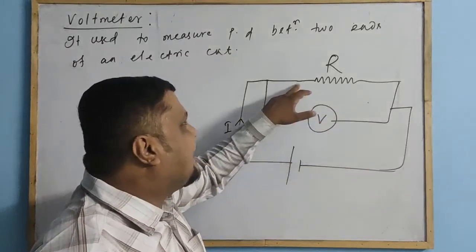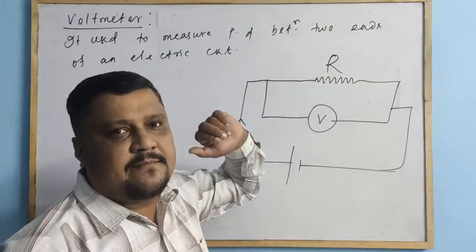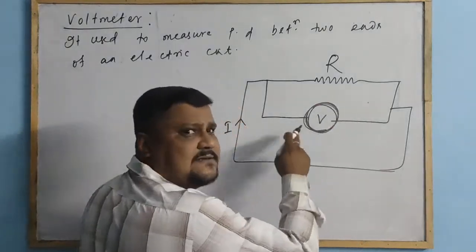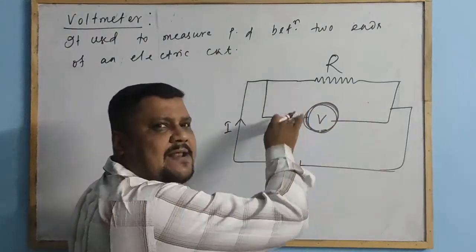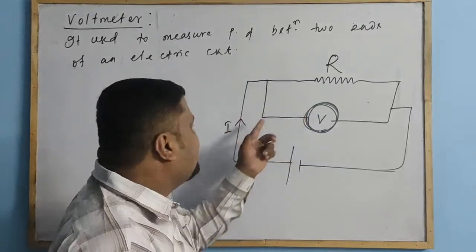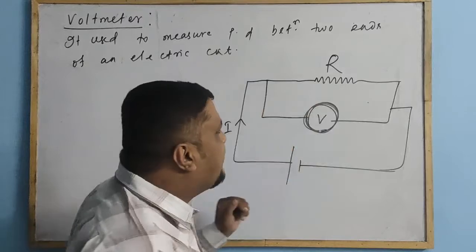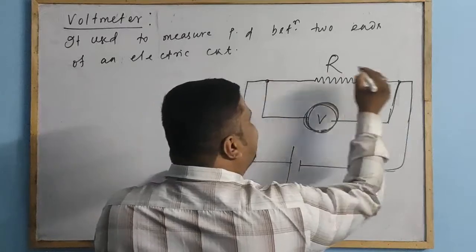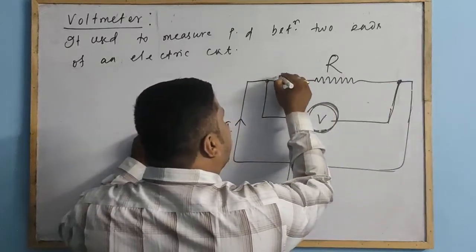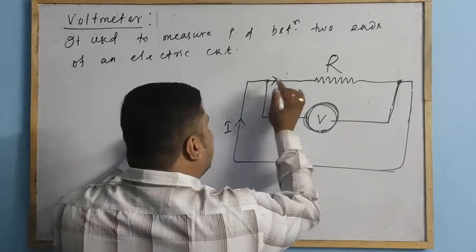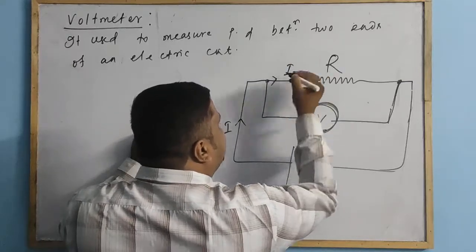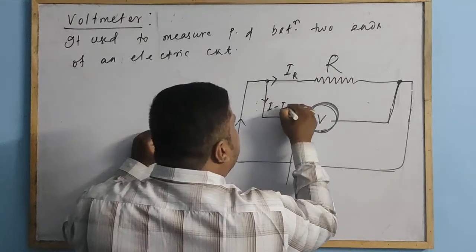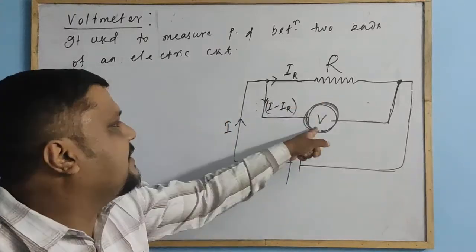If this voltmeter is connected in series like an ammeter, then what will happen? Because of its resistance, it will take some current, but the voltmeter is used to measure the potential difference across these two points. Suppose the current I enters, clear? So this is your I_R and the rest is a very small current, I minus I_R, that goes through the voltmeter.